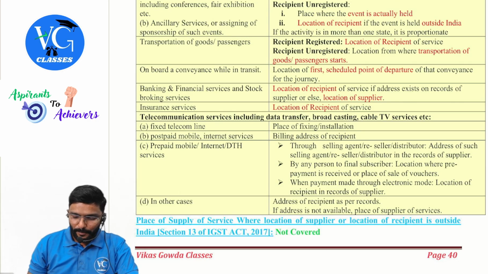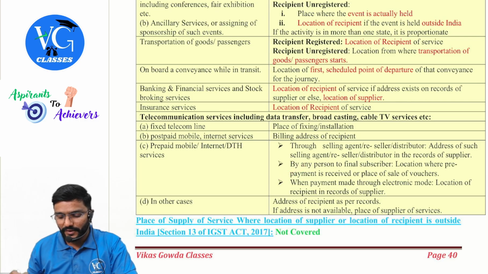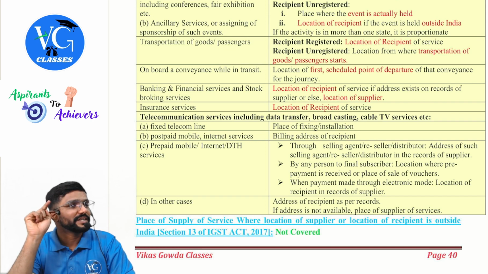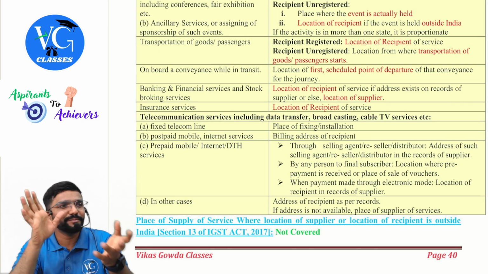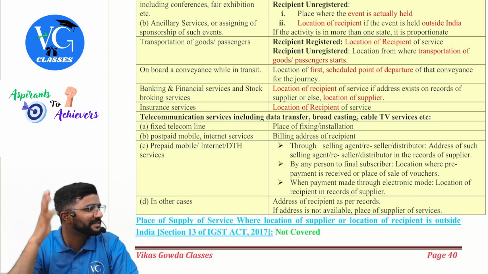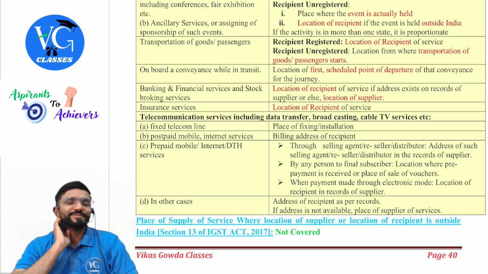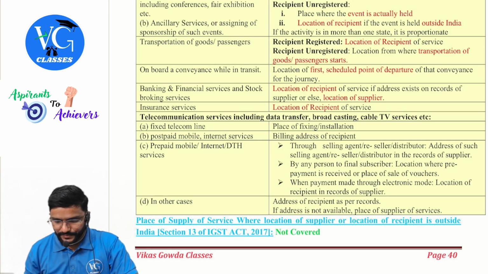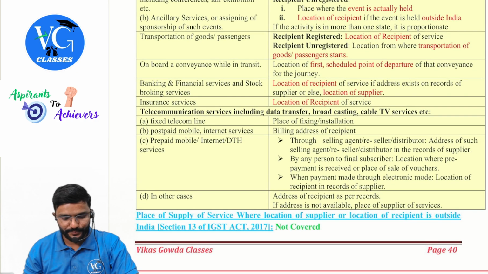Next, by any person to a final subscriber: location where prepayment is received or place of sale of voucher. Previously it used to be there. We used to purchase vouchers of 10 rupees, 25 rupees, 100 rupees, scratch it, dial that number and get the recharge. If that is the case, the place of sale of voucher. Now everything is online, sir. So wherever that voucher has been sold, that is the location where the prepayment is received or the place of sale of voucher.